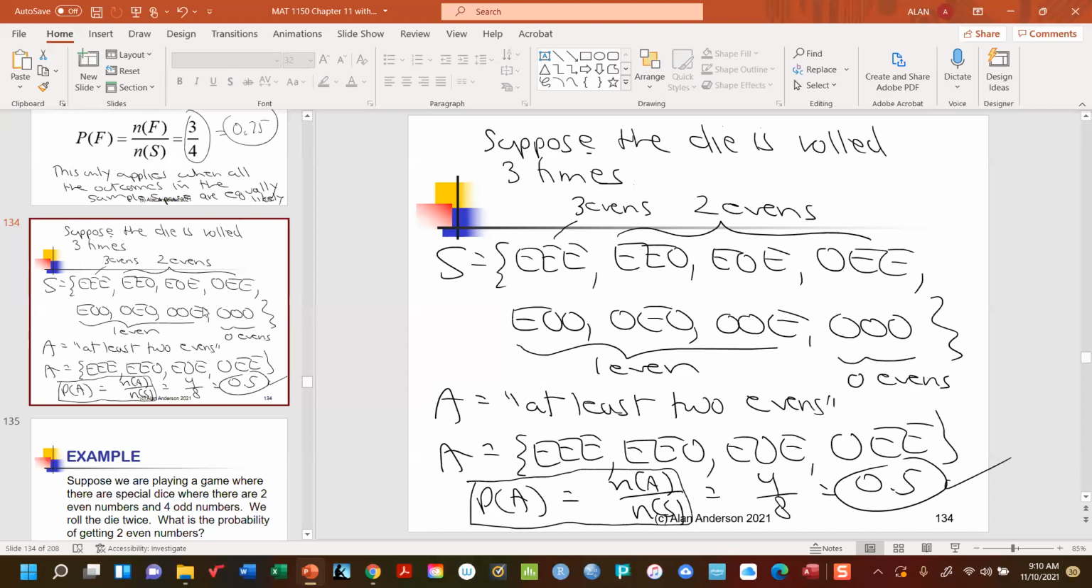All right, now we're going to switch gears a little bit and create a new experiment where the outcomes are not all equally likely. We're going to see how that changes everything. All right, now imagine we're playing a game, but this is not with standard dice. These dice are a little bit different.